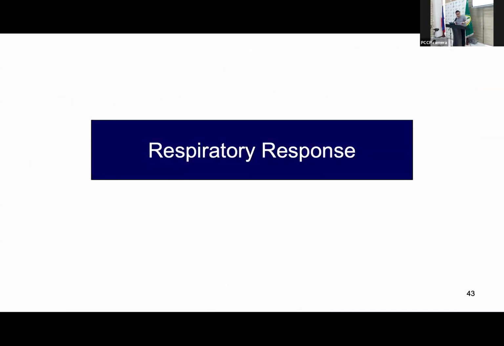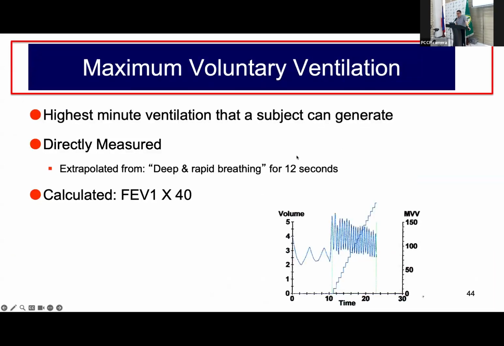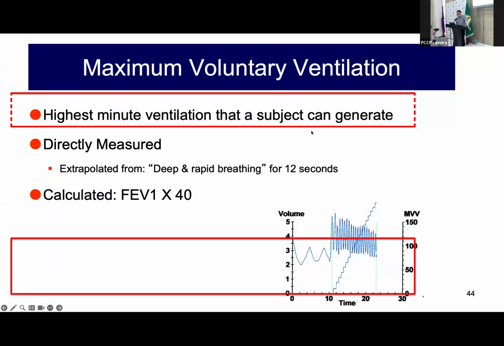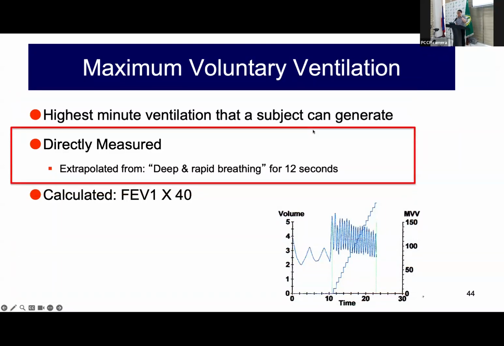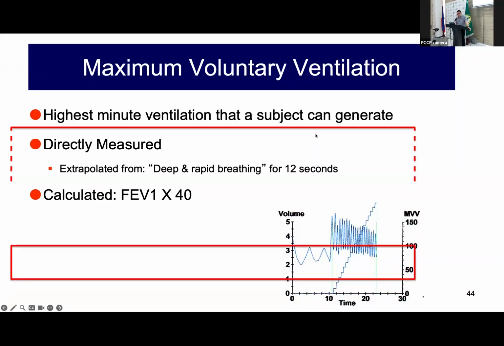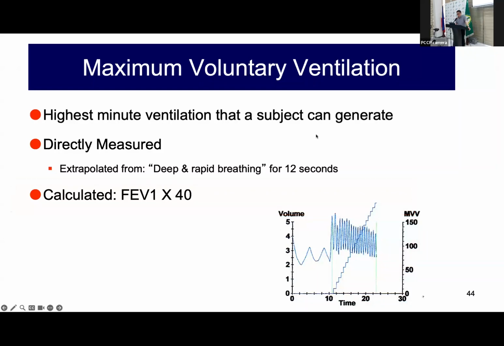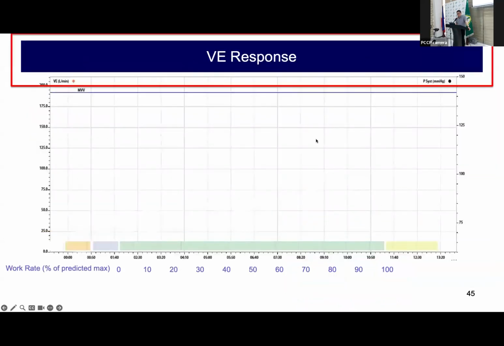Okay, let us now go to the respiratory responses. Okay, as mentioned, you have your maximum voluntary ventilation. It is the highest ventilation that a subject can generate. Have you seen one MVV during spirometry? Some institutions still do that. Okay, or it can be calculated as mentioned by Bernice by FEV1 times 40. Okay, So that's the MVV.